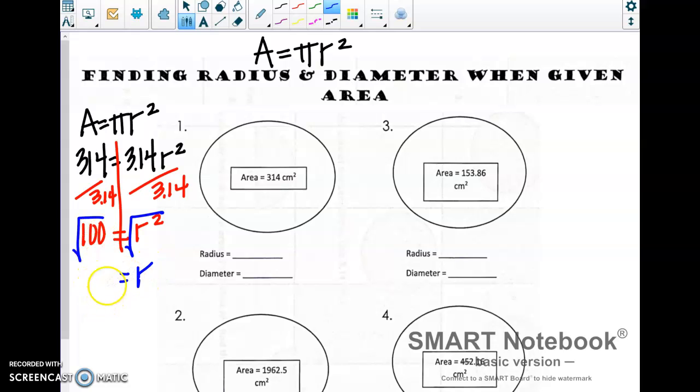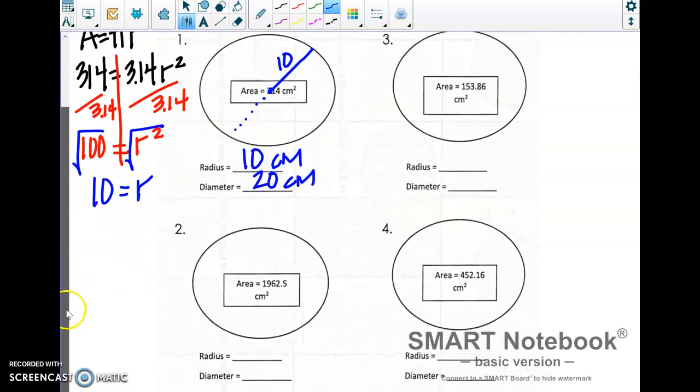The square root of 100 means what number times itself equals 100. If you put that in your calculator, I showed you yesterday how to find that square root button. The square root of 100 is 10. So the radius is 10. That means from the middle of the circle to an outside edge is 10. If halfway across the circle is 10, then the diameter is twice that, which is 20. And the units here were centimeters. Okay? Let's move to the second one.